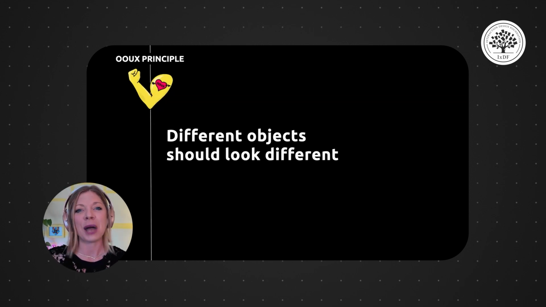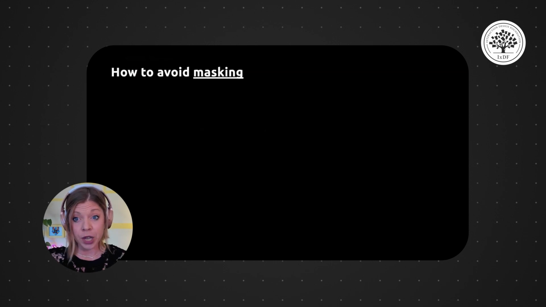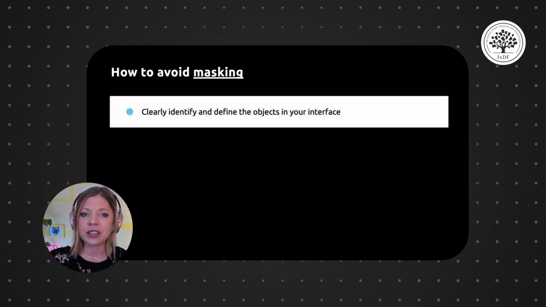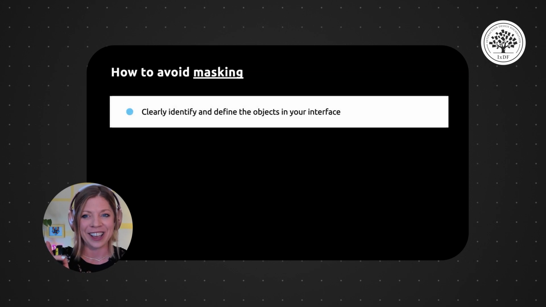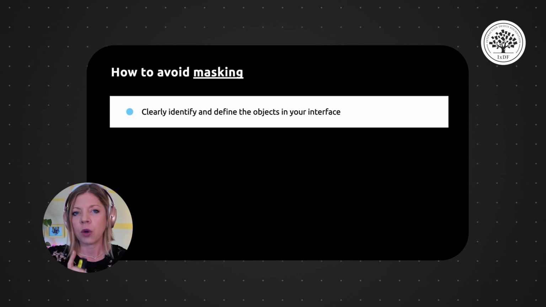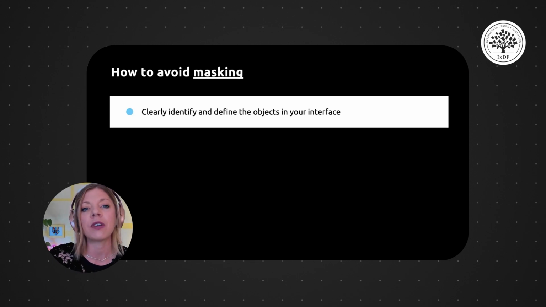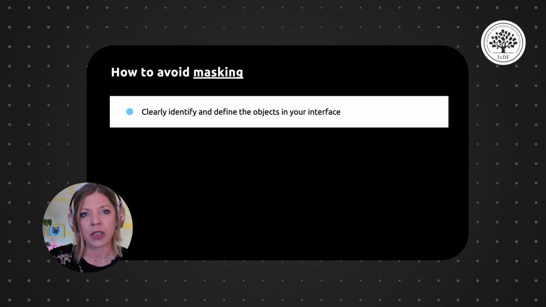All right, so different objects should look different. There's your principle there. Gestalt law of similarity. We don't want to break it. All right, and so some tips on how to avoid this masking. Clearly identify the objects in your interface. Now, this is easier said than done, we're looking at very simple examples. Sometimes this can be tough, especially if any of y'all are in complex enterprise environments where the objects can be very abstract. When the objects are abstract, even more of a reason to make them really clear through the way that you design your UI.